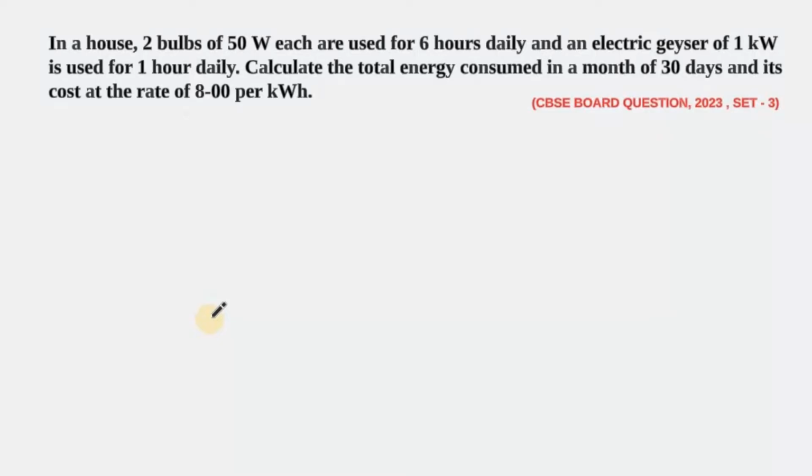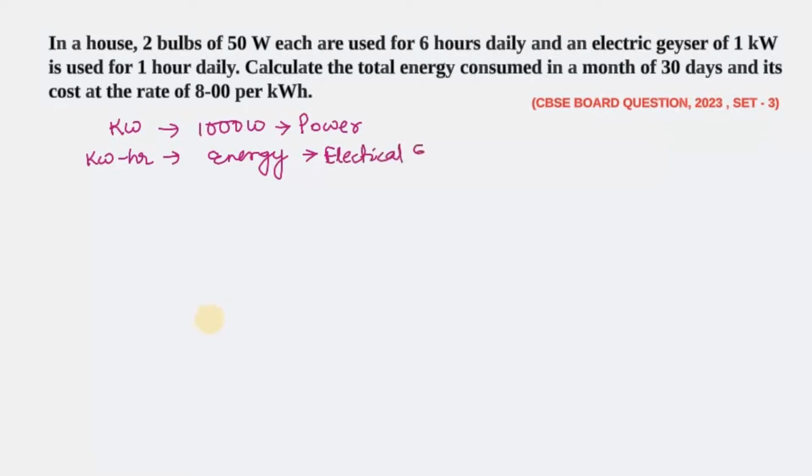Please remember that kilowatt means 1000 watt and it is a unit to represent power, because power's SI unit is watt. Kilowatt hour is used to represent energy, and here it will be representing electrical energy. Let me help you to remember this easily.